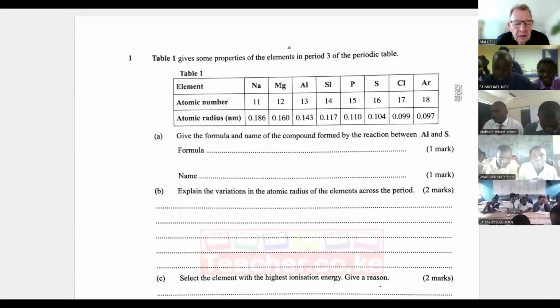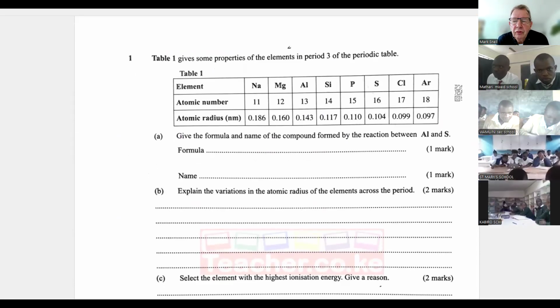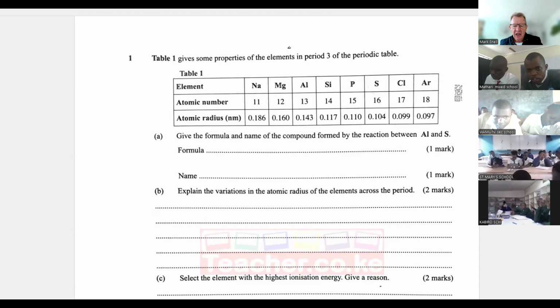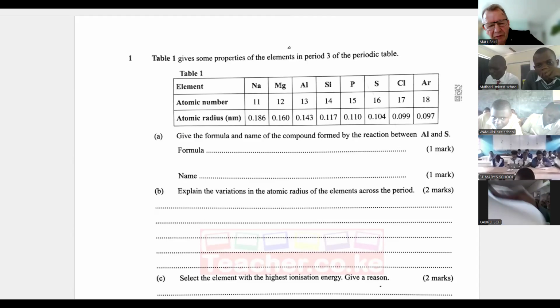Here's a question from paper 2. The longer questions are always from paper 2. Paper 1 is much simpler. So here's the sodium to argon period. Very simple to start with. Give the formula and name of the compound formed between Al and S. And then explain the variations in the atomic radius across the period, and then the one with the highest ionization energy, and give a reason. Everybody have a go at that, please, first.